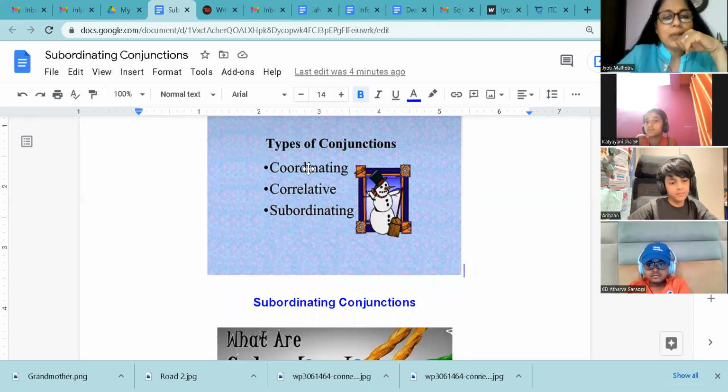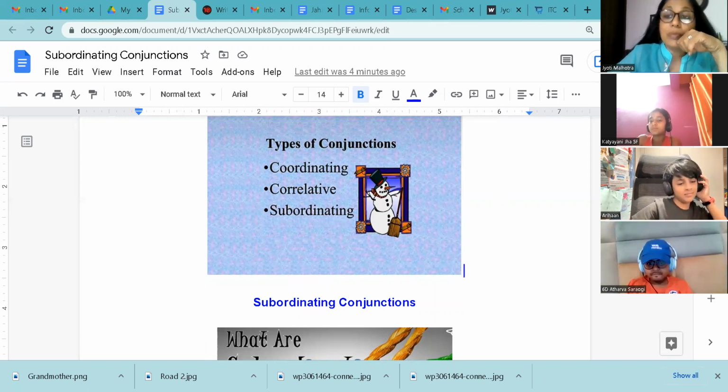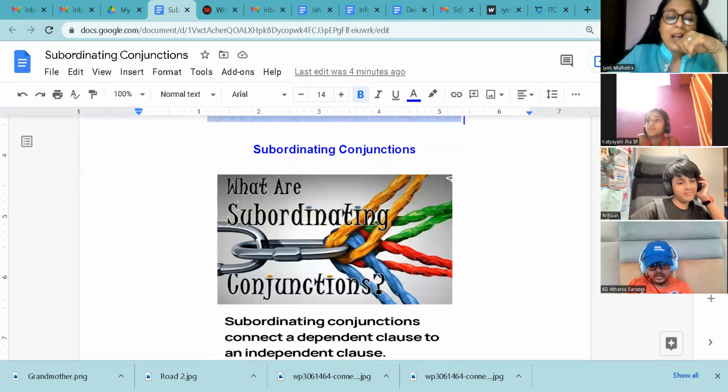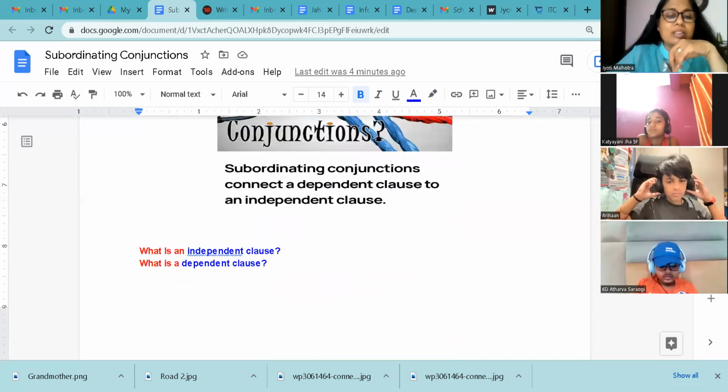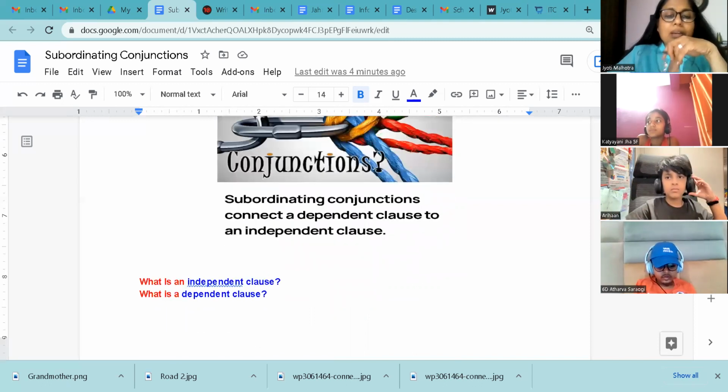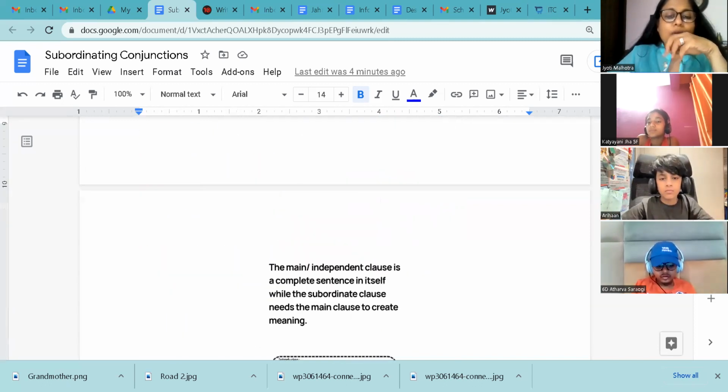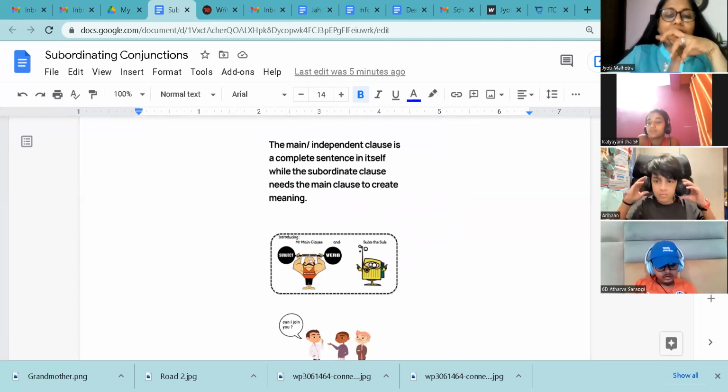So there are three main types of conjunctions. Coordinating conjunctions, which we've already studied. They combine equals. Correlative conjunctions, which I will do later on, and subordinating conjunctions, which I'm going to teach you all today. And I'm sure that by the end of this class, you would have understood properly what is a subordinating conjunction. Okay, so what is a subordinating conjunction?